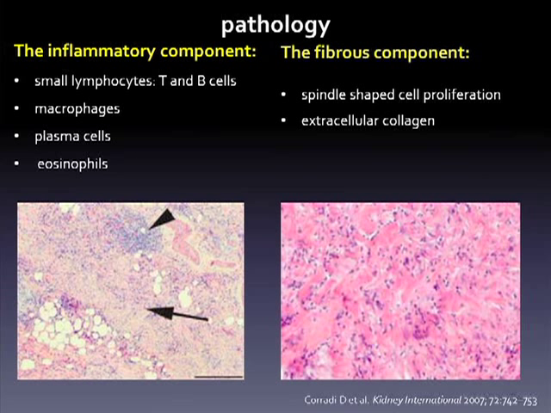What are the cellular players? On the inflammatory side, we usually see small lymphocytes, T and B cells. We have macrophages, plasma cells, eosinophils. Take-home message: if there are a lot of neutrophils, look for infection. The fibrous component contains fibroblasts and myofibroblasts and extracellular collagen. The inflammatory infiltrate, as illustrated here by a nice pathology review by Corradi, can be more localized and follicular, or it can be diffuse.